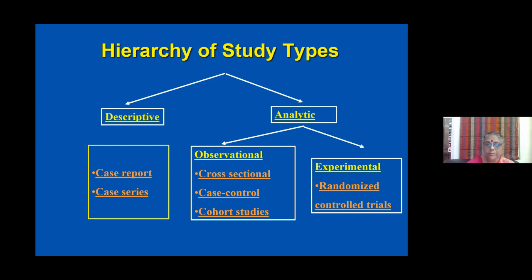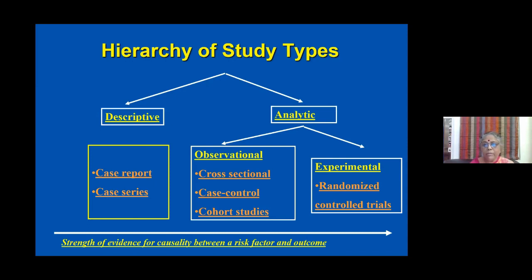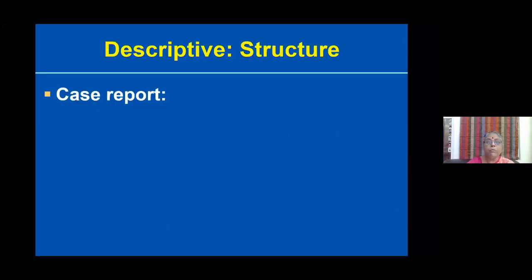So to begin with the descriptive studies, I will be telling you about case reports and case series. At the bottom of this slide, you see a white line, and this white arrow goes towards the right of your screen. What does this indicate? As we proceed through the study designs, the strength of evidence for causality between the risk factor and the outcome increases as we move towards the right of your screen. So the randomized controlled trial provides the highest level of causality between the risk factor or the exposure and the outcome. So what is a case report?